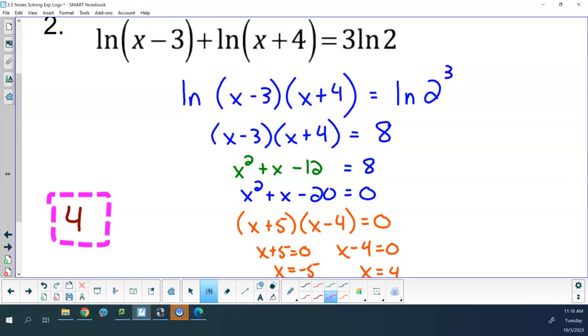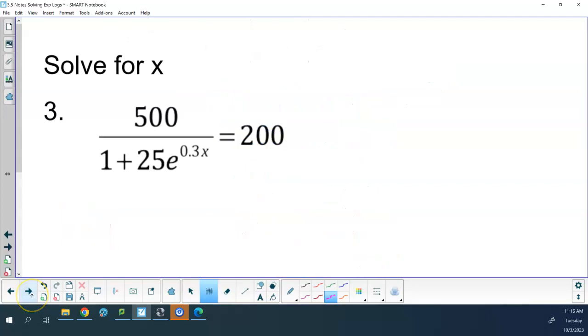When I plug in 4, I get the natural log of 1 plus the natural log of 8, which is the natural log of 8, and the natural log of 8 is the natural log of 8. So it works out. Gotta check our work. Love it. Oh, snap-a-lappa.